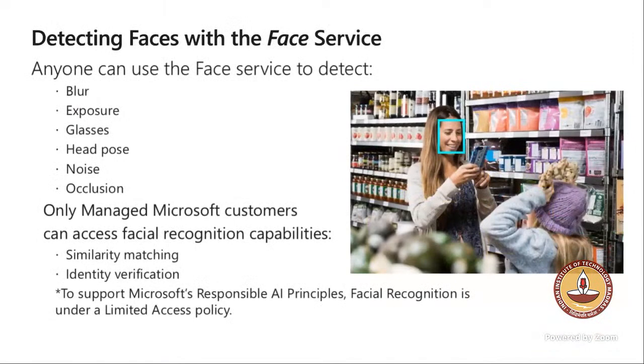Okay, detecting faces and face services. So all this we can do, right? Anyone can use the face service to detect blur, exposure, glasses, head pose, meaning which way this woman is looking, like the pose of the head. Noise, I guess this blur part is a kind of noise, and blur is also the same thing. Okay, occlusions. Not sure what occlusion is.